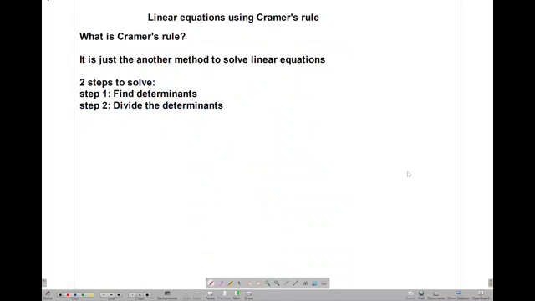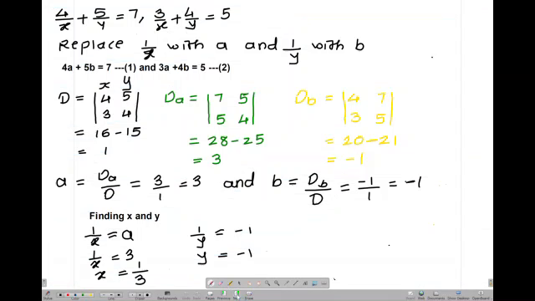Hello friends, in the last lecture we saw how to solve the linear equation using Cramer's rule. So let's see a few more examples on this Cramer's rule. So let's try to solve the equation 4 upon x plus 5 upon y equal to 7, 3 upon x plus 4 upon y equal to 5.